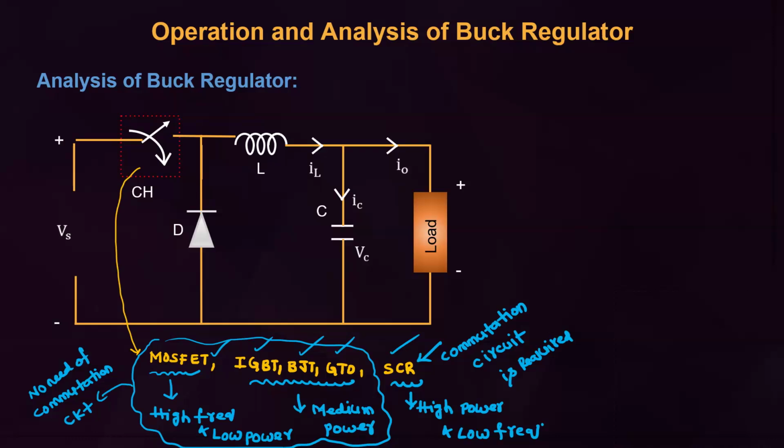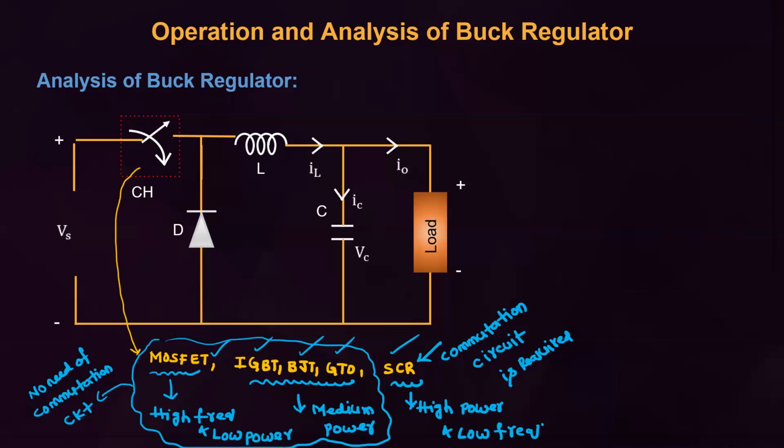They are using GTO. Why? It is self-commutated. Means using the gate itself, we can turn it on, and using the gate itself, we can turn it off, because it's a fully controlled device. But in some high power applications, no other choice. Even though a commutation circuit is required, we have to use the SCR. Clear? At that point, you have to remember. Okay, this is one observation.